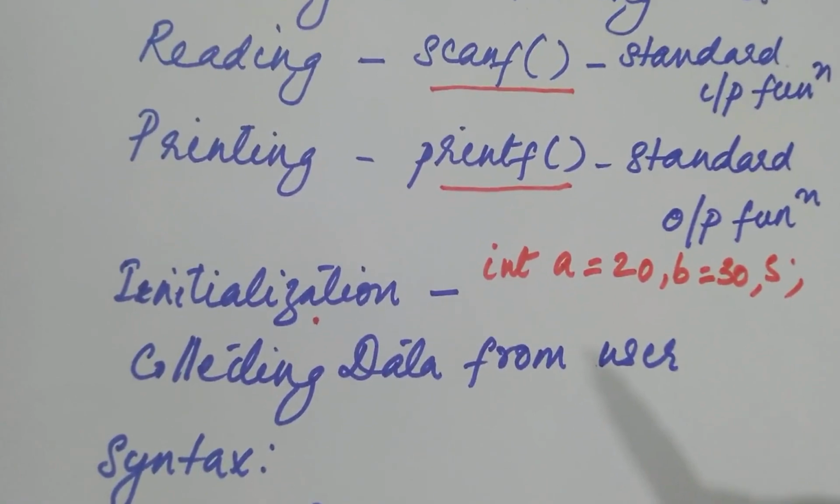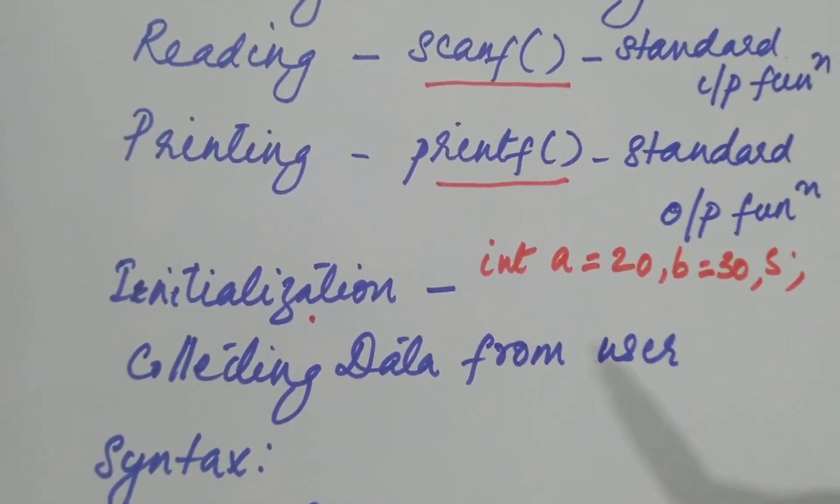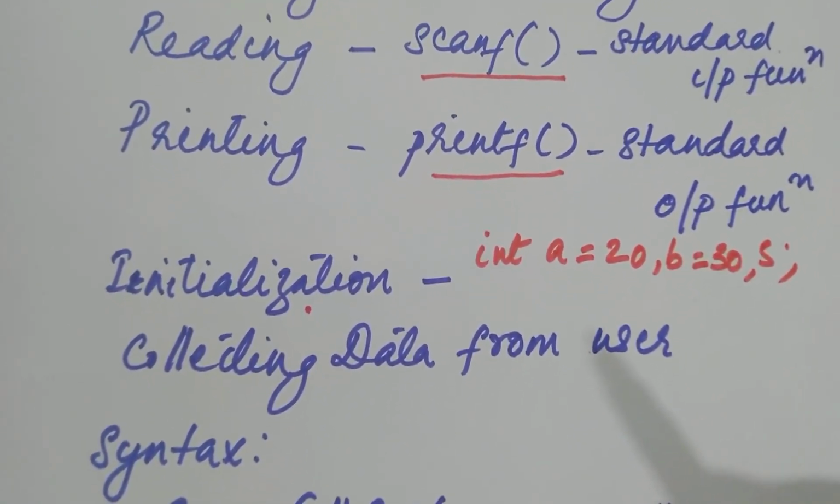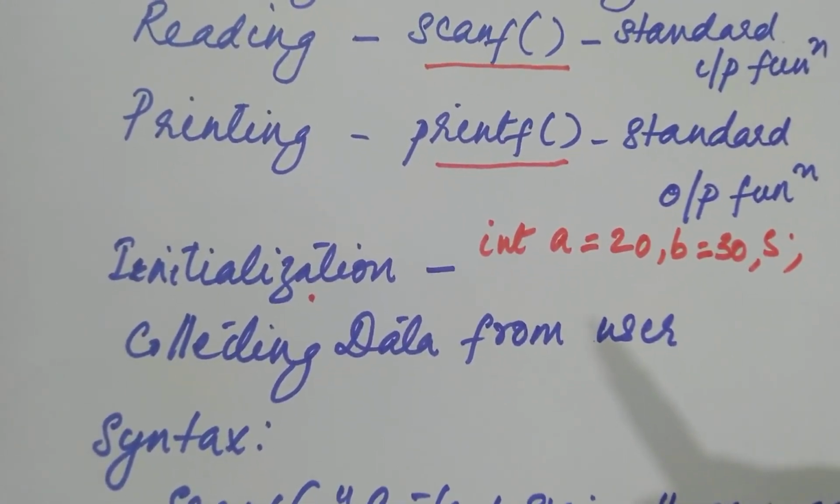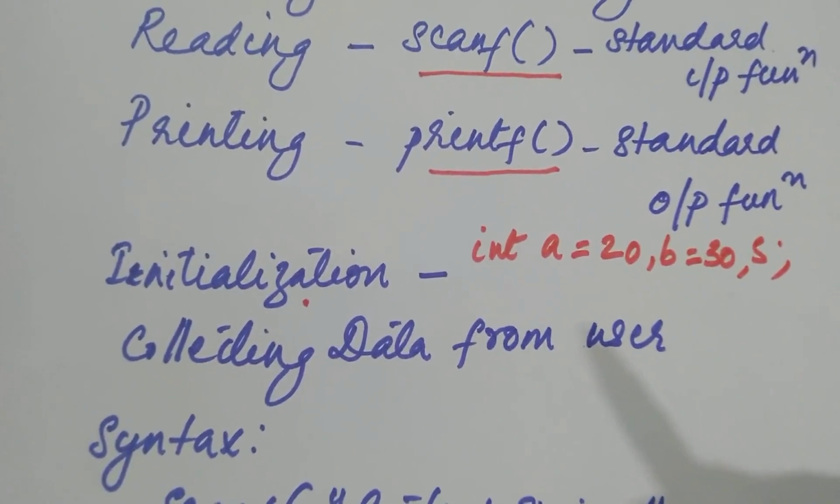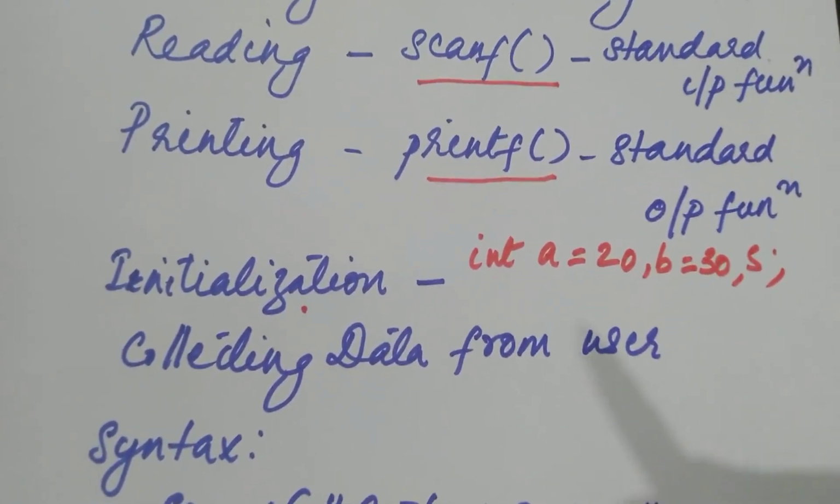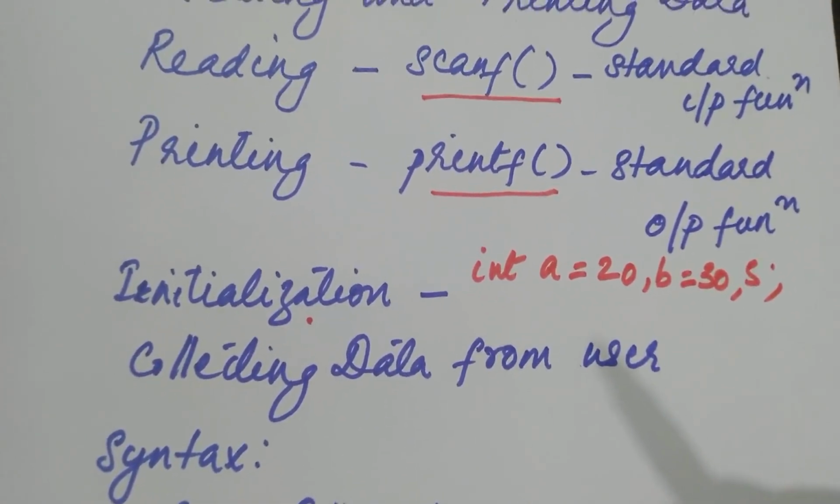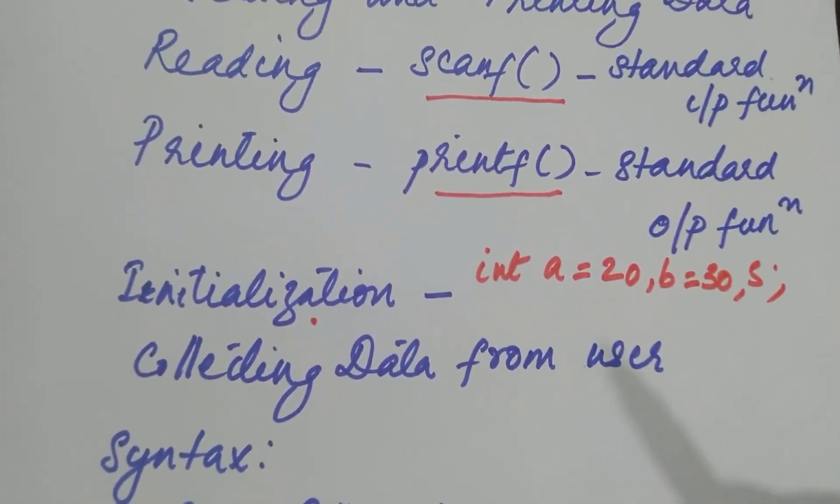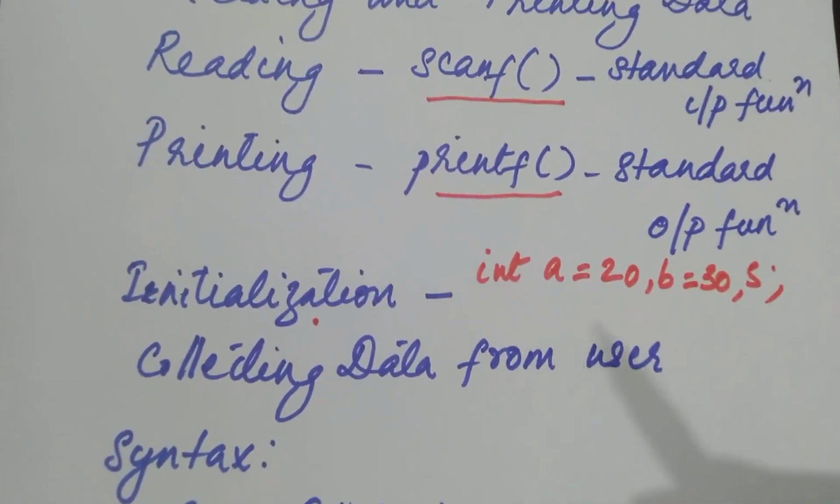But what is the disadvantage of initialization? Whenever the program is being executed, always the sum of 20 and 30 will be displayed. We cannot find the sum of any two numbers. Every time the program is executed, the value of A is 20 and B is 30, so the sum will always be 50.